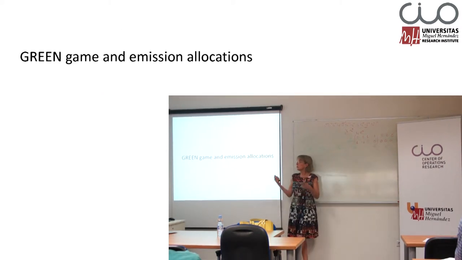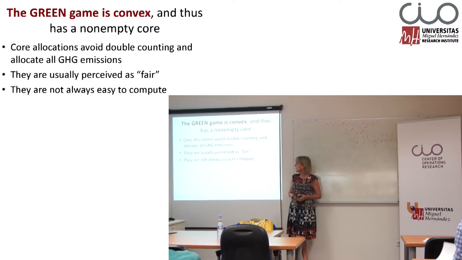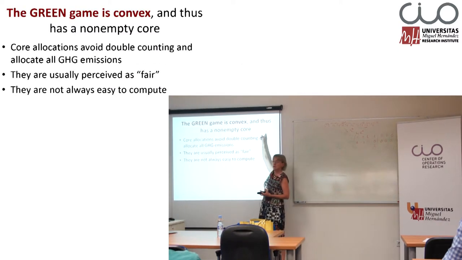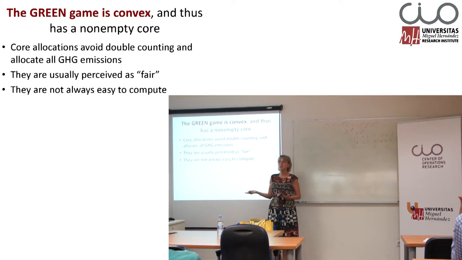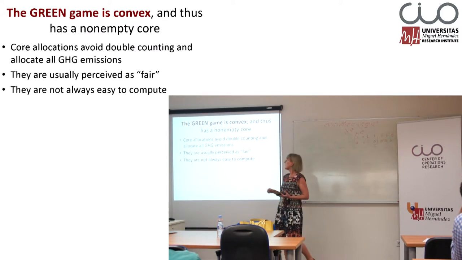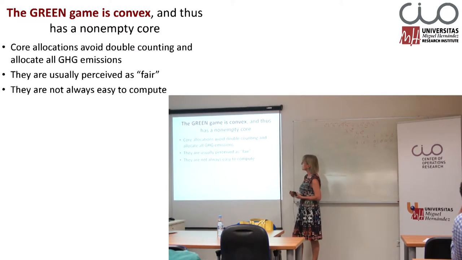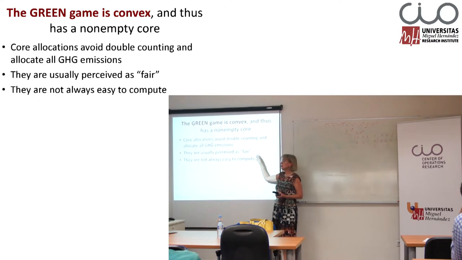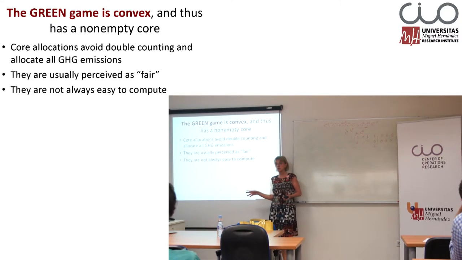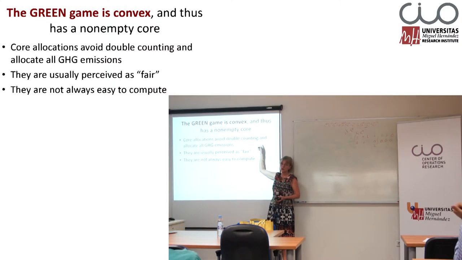So now we go back to our game and see what we can do about allocating emissions with things that we know from game theory. So the first thing that we found is that the game is convex, which is a good thing. So we have a non-empty core, Shapley value belongs to the core, so we have many of these nice properties. But one can also say that those extreme allocations that I mentioned at the beginning, so producer and consumer responsibility, also belong to the core. So they're not always very fair.